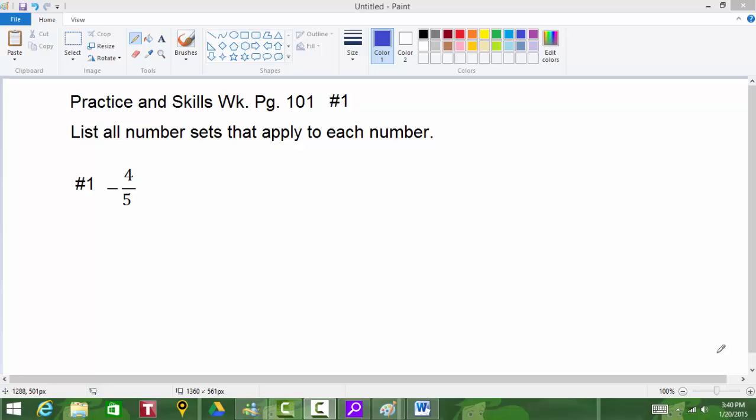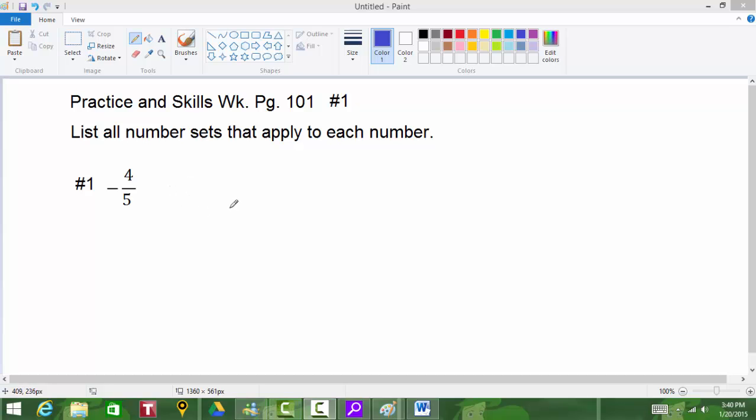Okay, we're going to do a problem from the Practice and Skills workbook. It's page 101, problem number 1. List all number sets that apply to each number. And in this problem, the number that they're referring to is this negative 4/5.